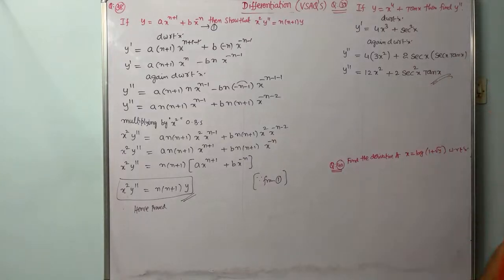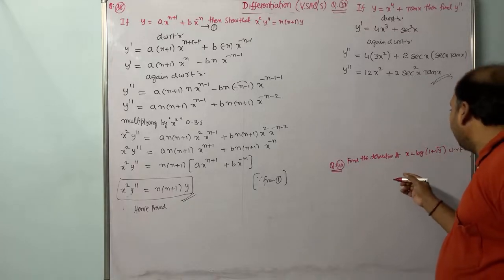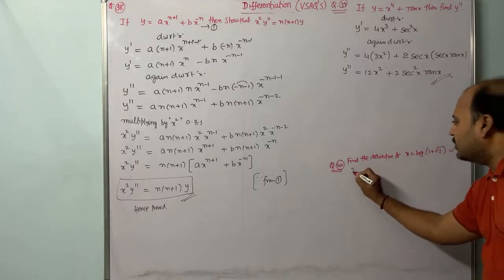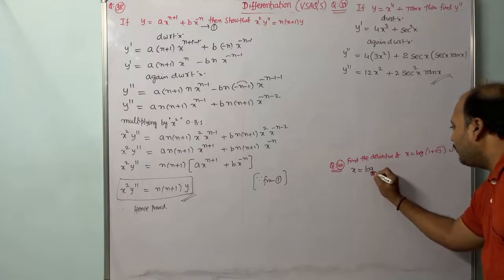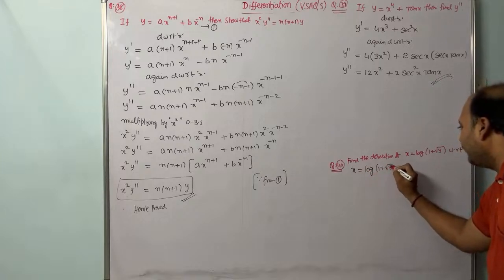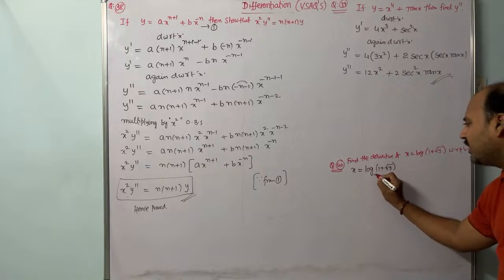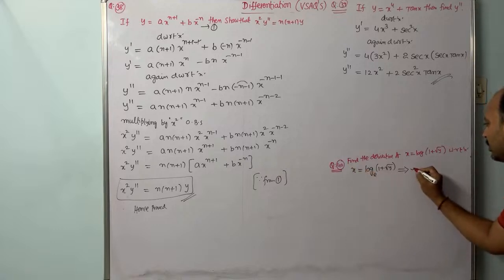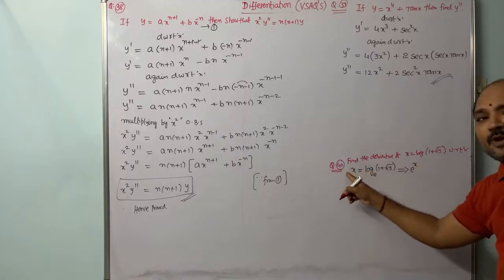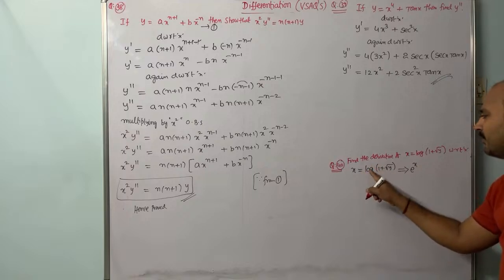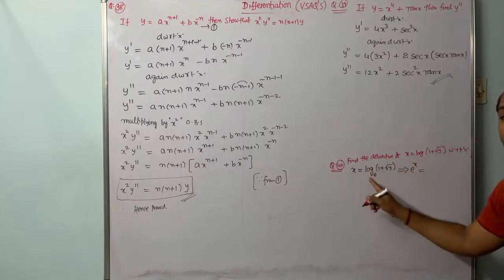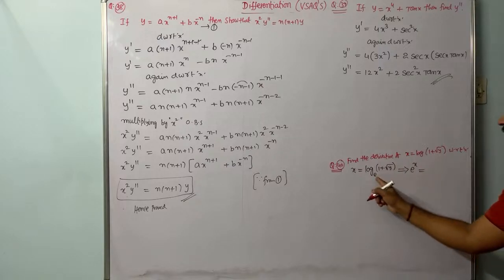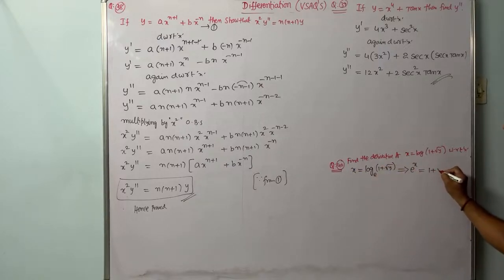Now if we come to this question, x equals log of 1 plus root y. To solve this type of problem, with respect to x they are asking. So here x equals log of 1 plus root y. Here the base is not there, so you can take it as e. So by the definition of logarithm, whenever you write in exponential form, log is not able to come in the next step. So logarithm form to exponential form: e power x equals 1 plus root y.